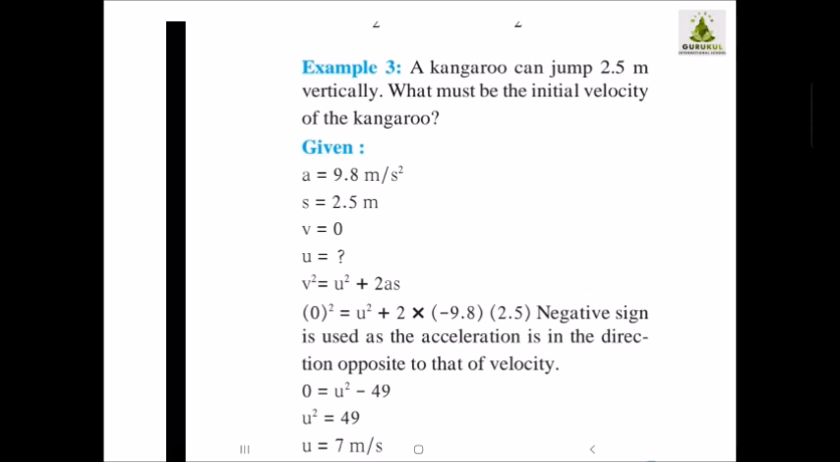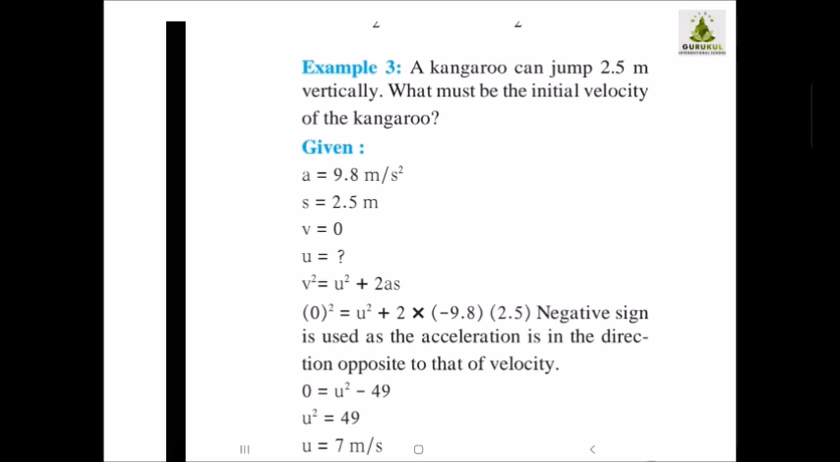So now here the given quantities are a. Now children, this a is acceleration due to gravity and its value is 9.8 meter per second square. Then s is the distance, how much the kangaroo is jumping, that is 2.5 meter. v means final velocity is 0. Initial velocity you have to find out, that is u.